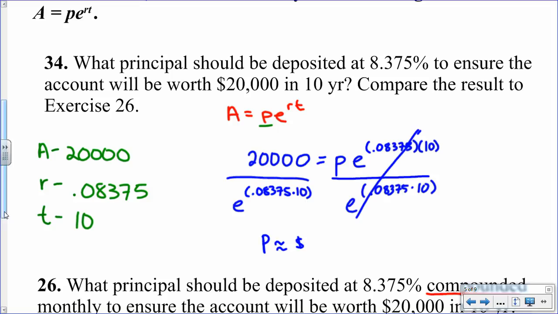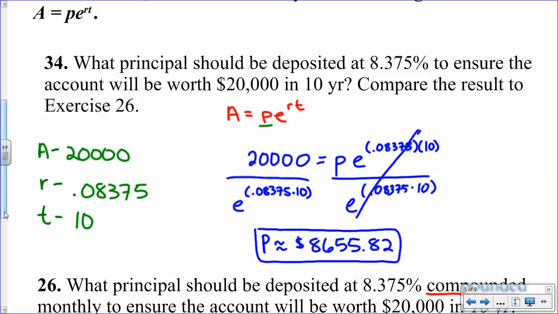Okay, so 20,000 divided by e to the parentheses 0.08375 times 10, close your parentheses. I got 8,655.82. Alright, so it said compare your results to the one we just got.